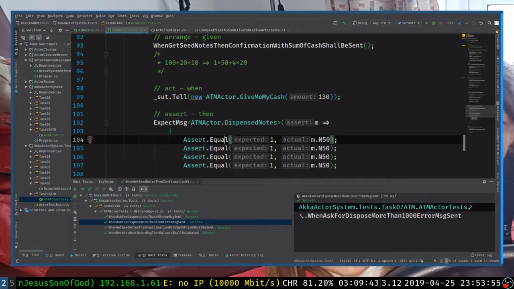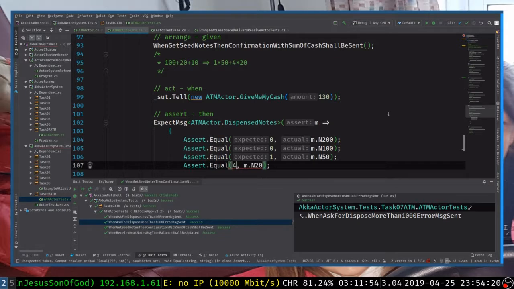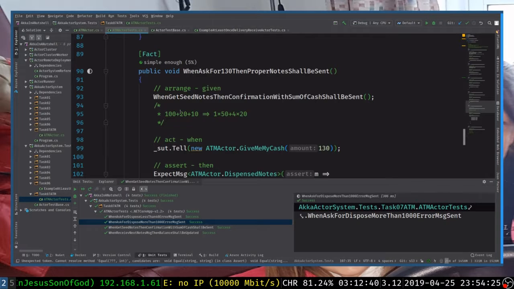So let's go. So 0, 0 to 100. 0 to 100. Okay, 0 hundredths. Let's validate everything to avoid that. Then 1 per 100 and 1 for 20s. Okay, run the test.